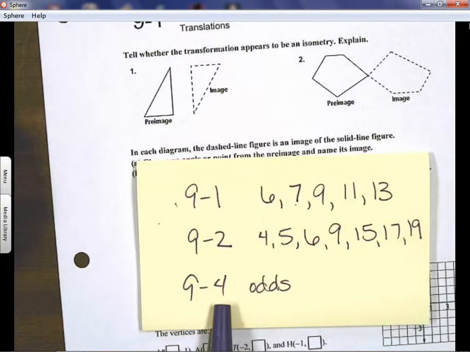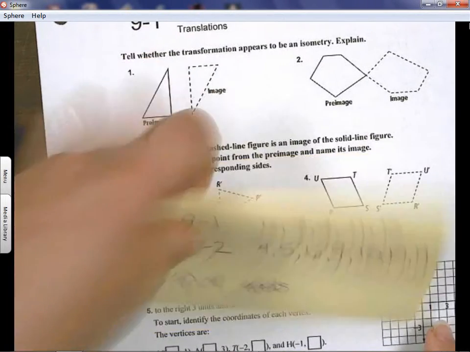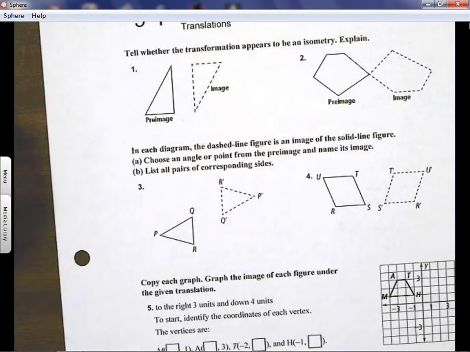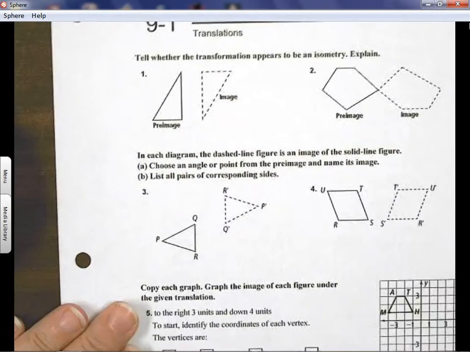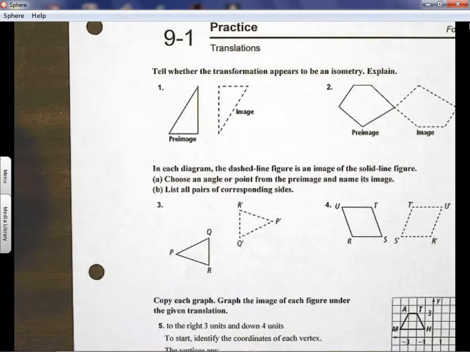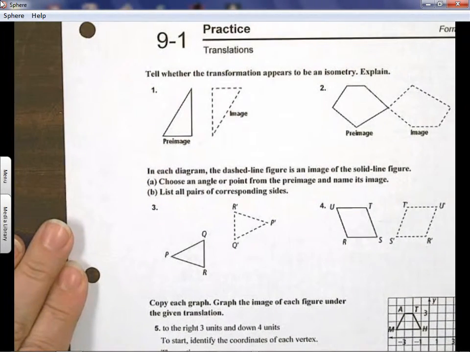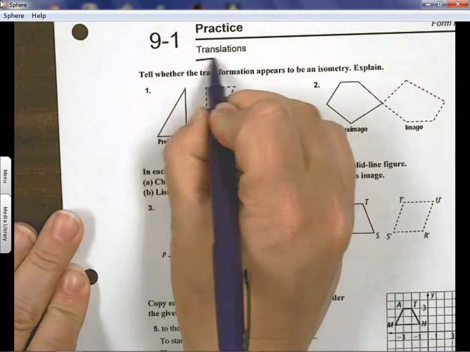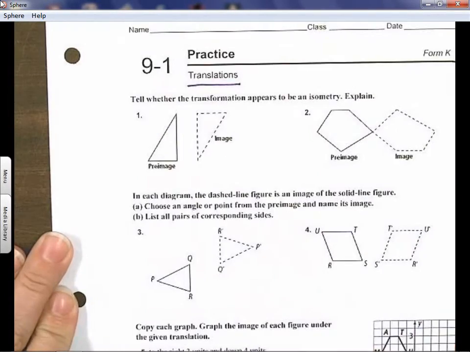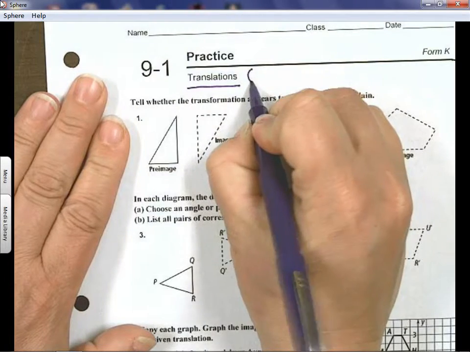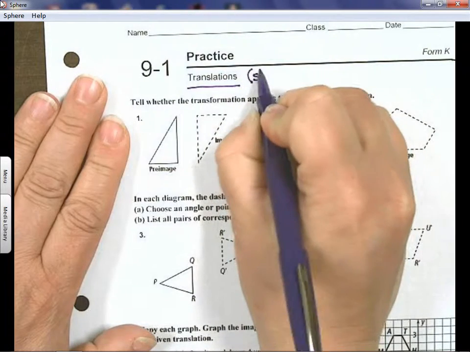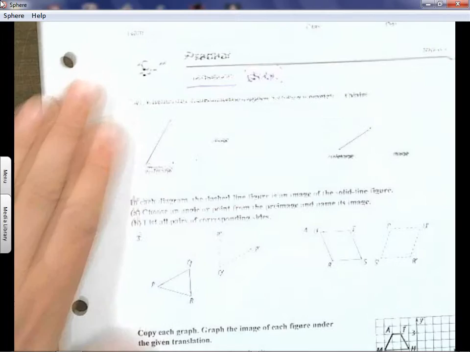Now, we spent a lot of time going over each of these in class, but I'm going to kind of review what each paper is about. So this may be broken up into one video for each page, so feel free to come back if you get stuck in one. Now remember translations, that's what this 9-1 is about. And if you think about translation as meaning it's going to slide around, that's what translation is.